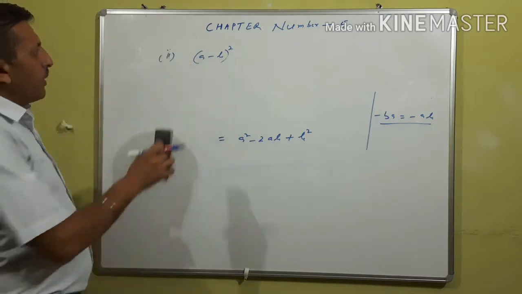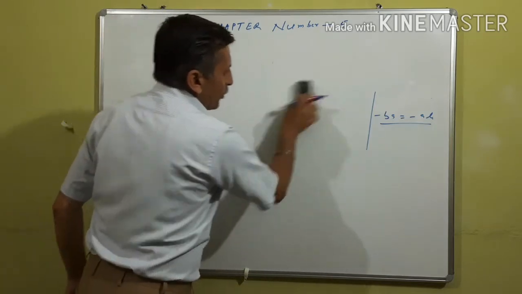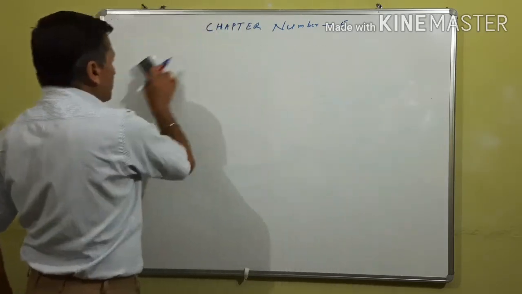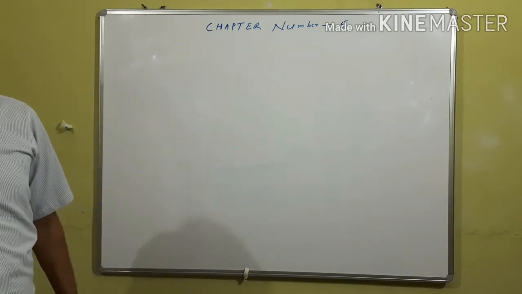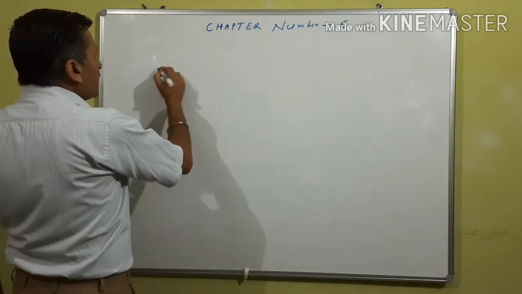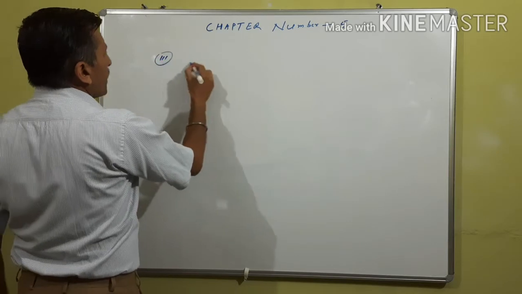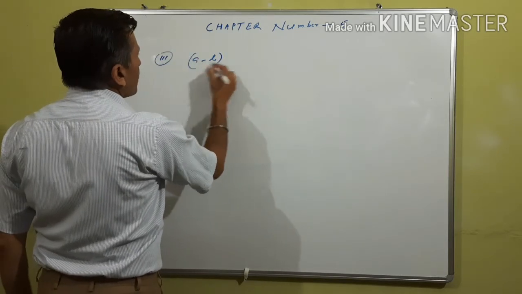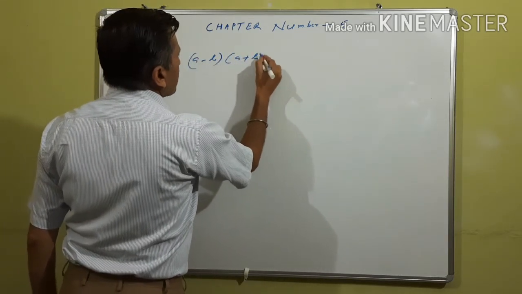Similarly you can solve for power 3, power 4, any power. But that is not in your syllabus here, so that's why I am not discussing it. The third one is (a minus b) into (a plus b).